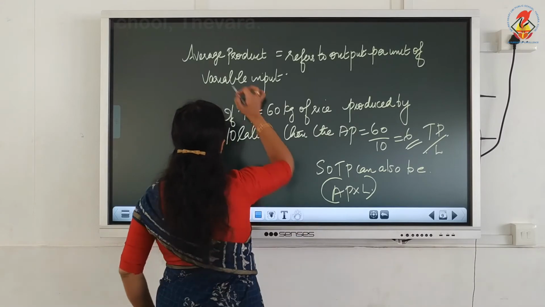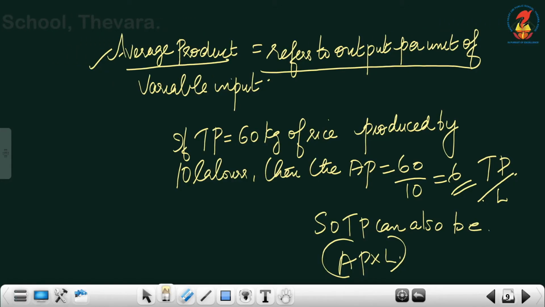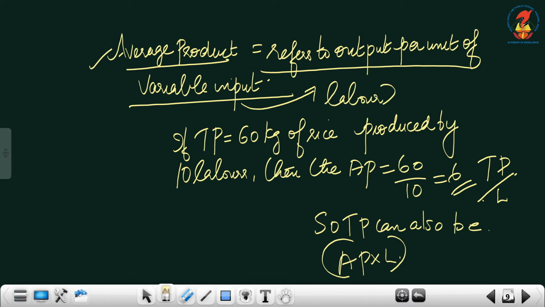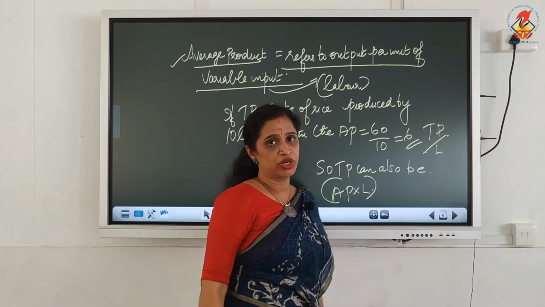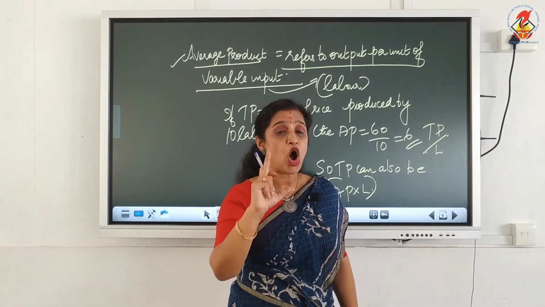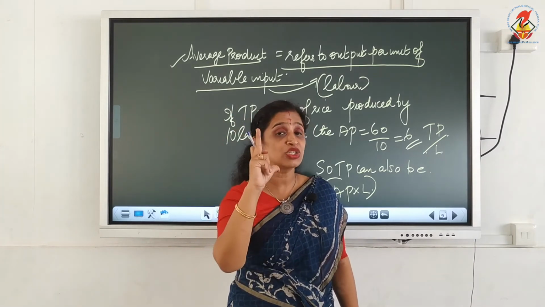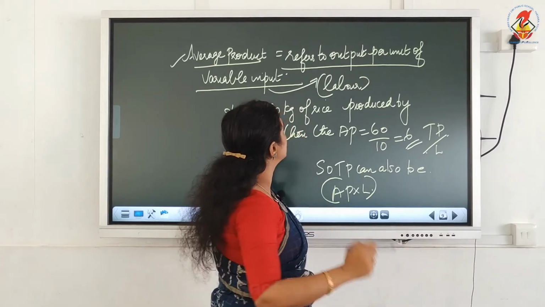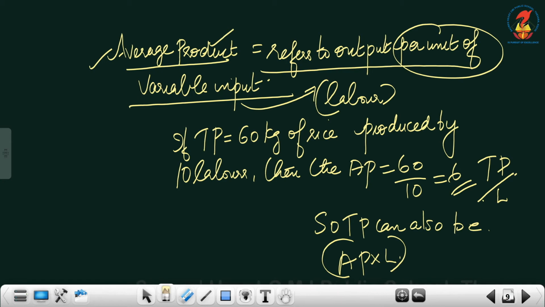Now what is average product? Average product refers to output per unit of variable input. What is a variable input here? Here the variable input, the factor which changes, is labor, isn't it? So we have taken labor as a variable input here. Output per unit of labor, how much each laborer can produce, that is known as average product. So average product refers to output per unit of variable input or per unit of labor. Output per unit of labor means per unit of labor, how much output is produced.